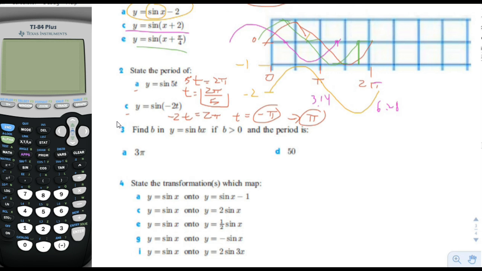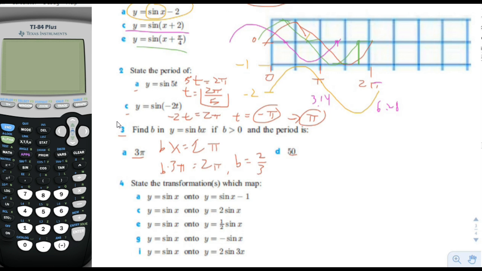Okay. Number 3, find b in y equals sine bx if b is greater than 0 and the period is 3 pi or 50. So we'll say bx is equal to 3 pi. Oh, I'm sorry, that's not right. bx equals 2 pi, and x is 3 pi. So we have b times 3 pi equals 2 pi. What's b equal to? b is equal to 2 pi divided by 3 pi, which is 2/3.